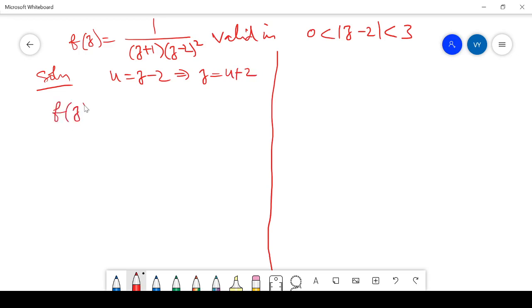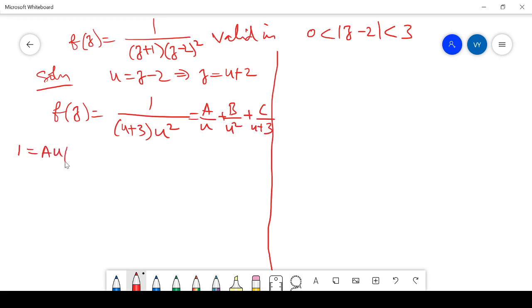So f of z will be 1 by u plus 3 into u square. This you can write as a by u plus b by u square plus c by u plus 3, or 1 will be a u into u plus 3 plus b into u plus 3 plus c u square.